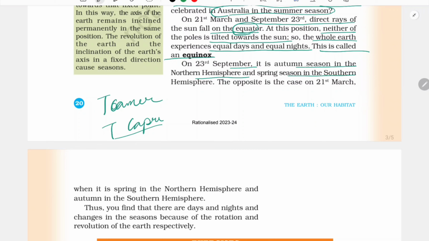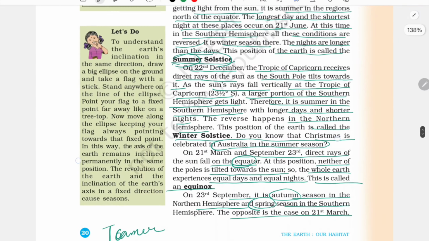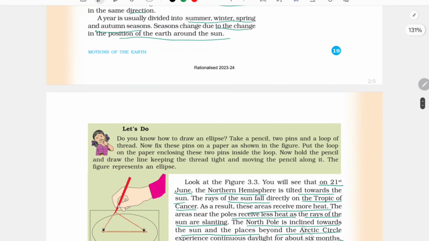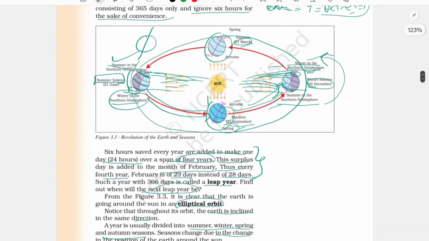In the northern hemisphere, what will they experience? They will experience autumn season, and in the southern hemisphere they will experience spring season. And the opposite is the case on 21st March, when it is spring in the northern hemisphere and autumn in the southern hemisphere. Thus you find that there are day and night changes and changes in season because of the rotation and revolution of the earth respectively. So here we'll understand this equinox concept, so that it will be more clear.